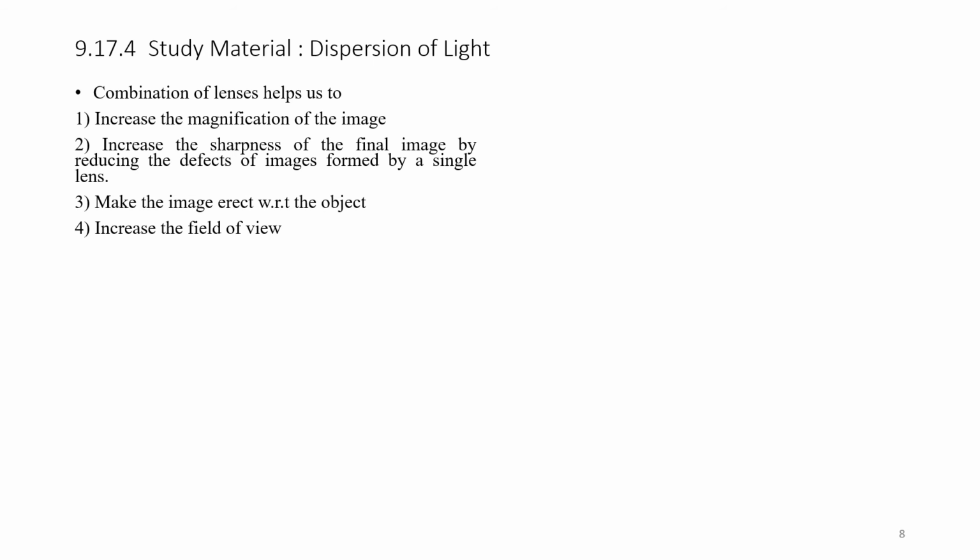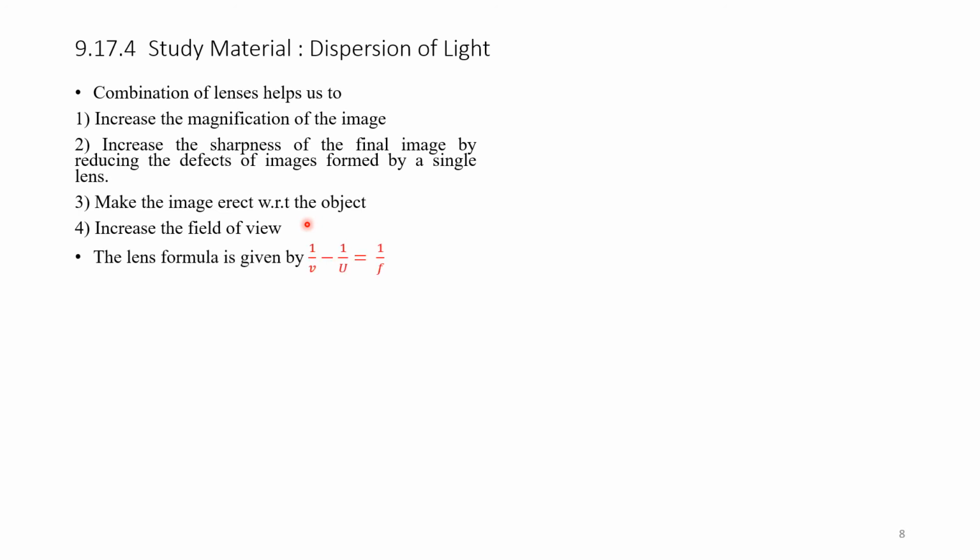Dispersion of light. Combination of lenses helps us to increase the magnification of image, increase the sharpness of final image by reducing the defects of image formed by a single lens, and make the image erect with respect to object, and increase the field of view. These are the 4 advantages of combination of lenses.